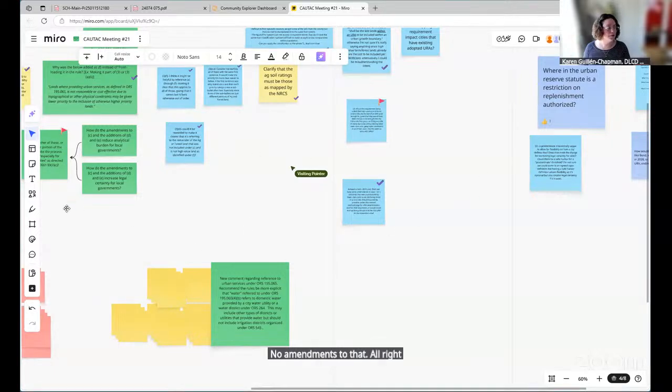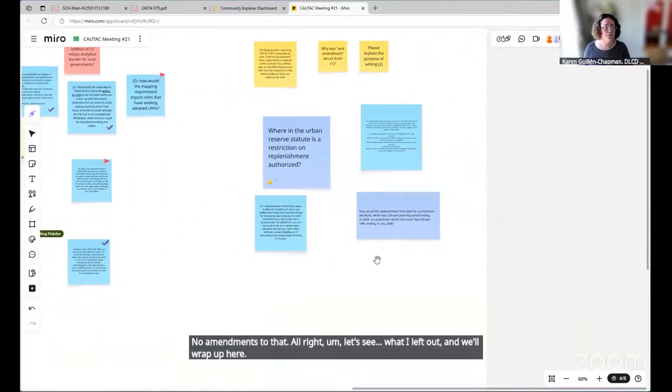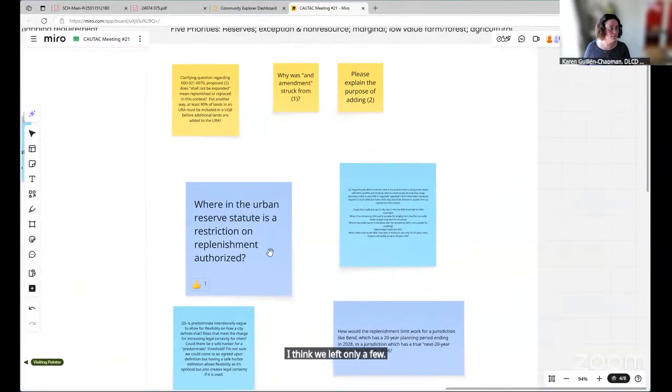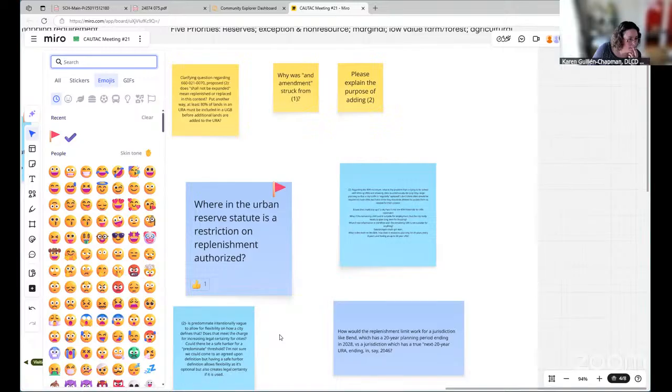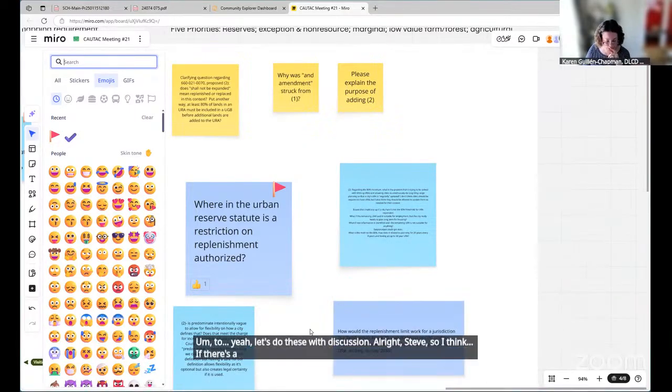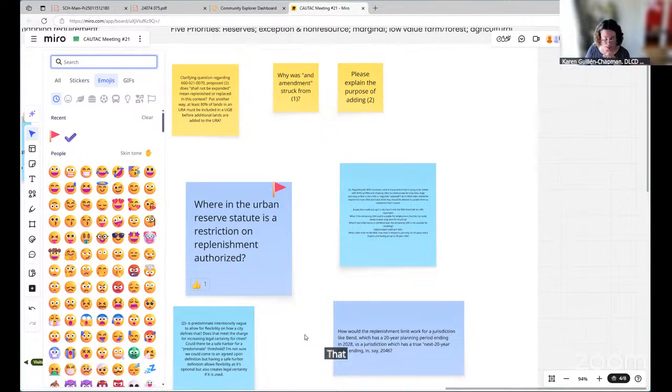All right, let's see what I left out and we'll wrap up here. I think we left only a few. This one's good for, I think the rest are good for discussion. I have this for discussion. Let's do these with discussion. All right, Steve, so I think if there's a clarifying question that did not get answered or a new clarifying question that come up, let us know. And then Steve will let you transition, folks.